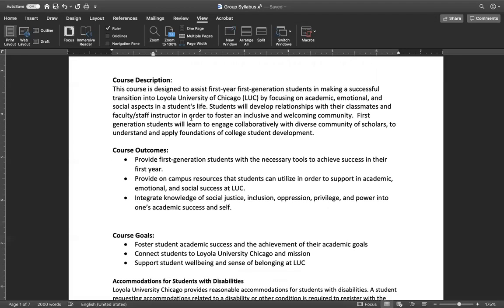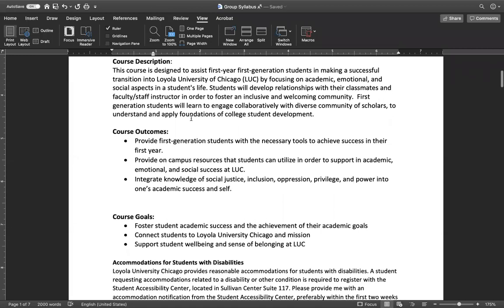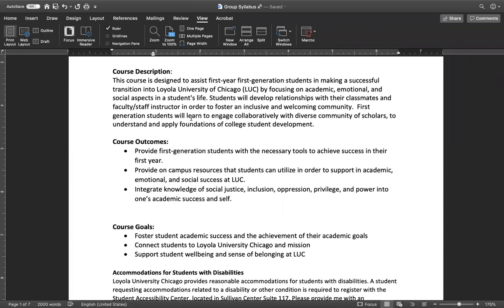So then we wanted to flow a little bit into our course description and talk about what the purpose of this class is, as well as some of our outcomes and our course goals. I know this is something that we talked about as a group. All of us really felt passionate about wanting to work with first-generation students, and understanding that there are a lot of obstacles and challenges that some of these students might come into contact with when they come to college.